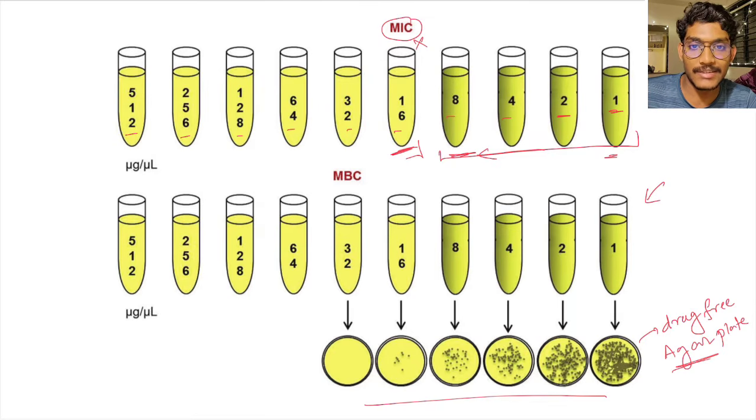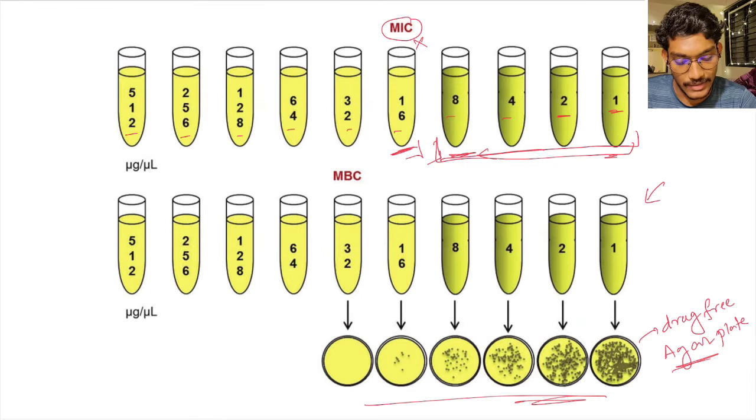So if MIC and MBC values are equal, we should have visible growth, I mean we should have culture growth till 8 microgram per ml, but whenever the concentration becomes more than 8 microgram per ml, that is 16 microgram per ml or more, we should not have any kind of growth, right? But here you can see the case is slightly different.